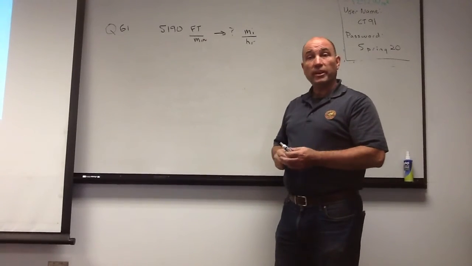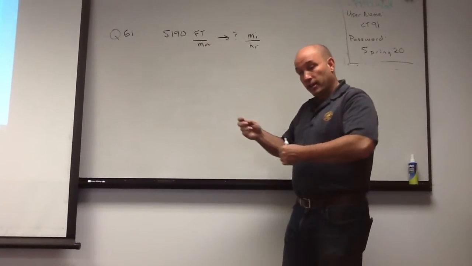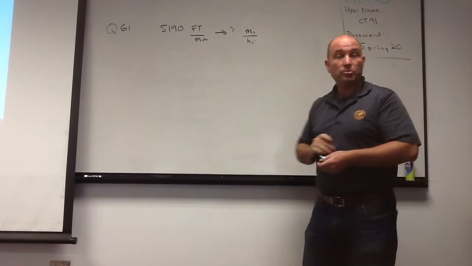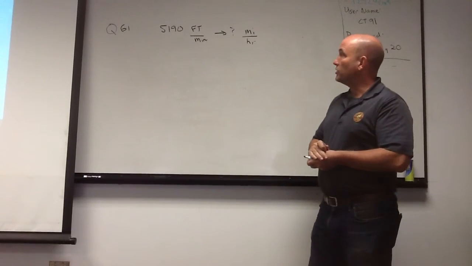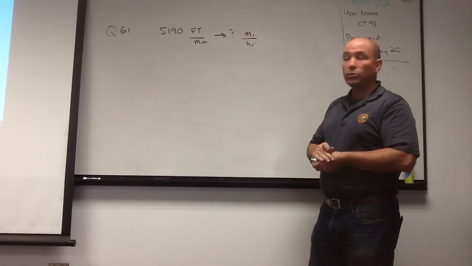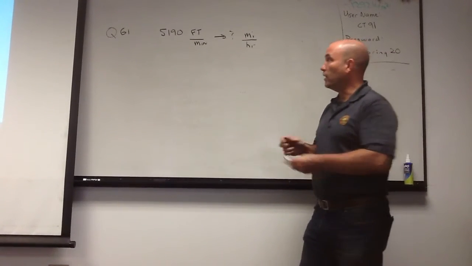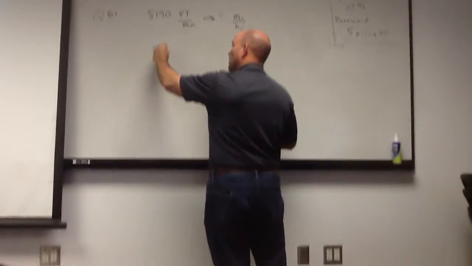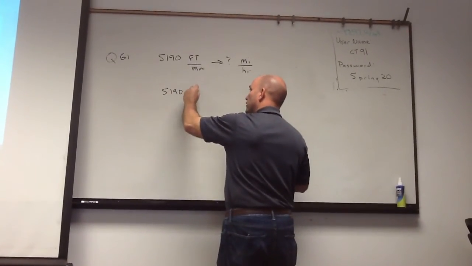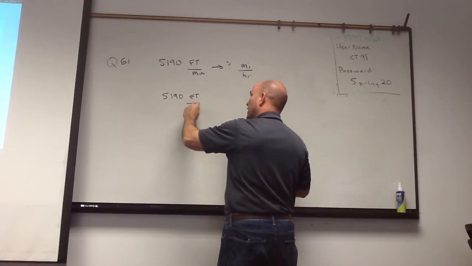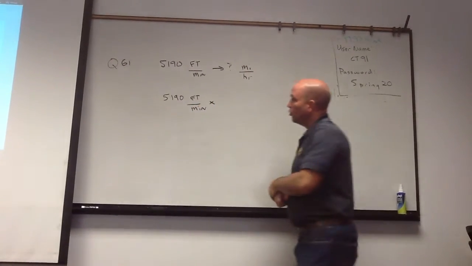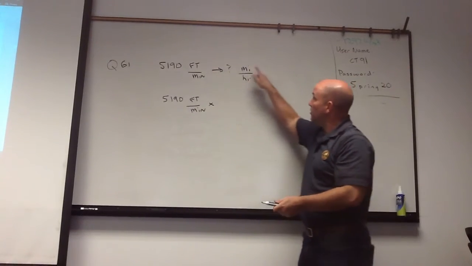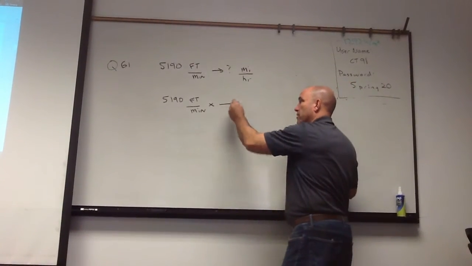In this case, on question 61, we have 5,190 feet per minute, meaning we're traveling that many feet every minute. And we want to turn that into miles per hour, right? So how would we go about doing that? Well, just like we did before, we're going to write down the number, 5,190 feet per minute, and then we're going to say, okay, we want to convert the feet into miles. Well, how do we do that?